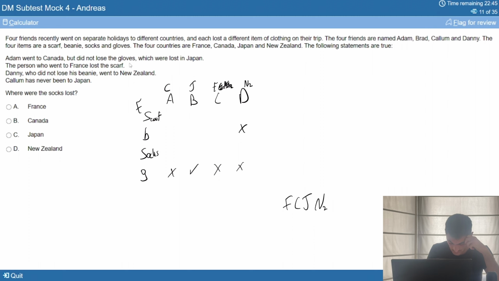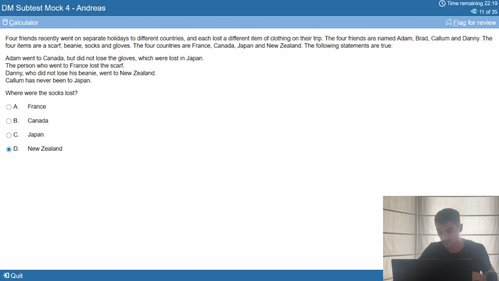So this means I can cross this out. And I know the scarf was lost in France, so I can put a tick here and cross these out. And these ones. So what I'm looking for is where the socks were lost. So socks, I can see that this should be a tick. So D lost the socks and he lost them in New Zealand. So New Zealand is the answer here.